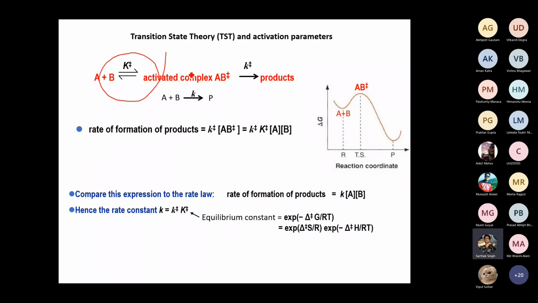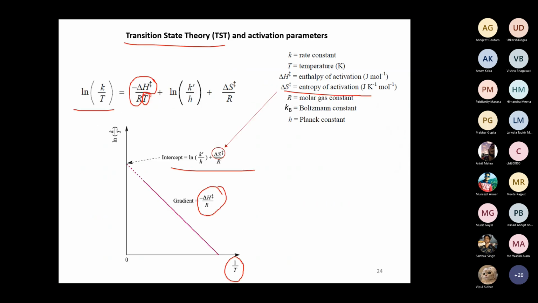But the good thing is that using one assumption, you can easily get an equation that will be helpful in an experiment to determine the value of del H and del S. Now tell me what experiment you will do. How will you get this plot? I also did this plot during my PhD. How will you get it?